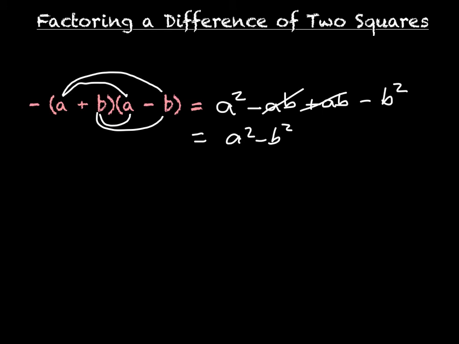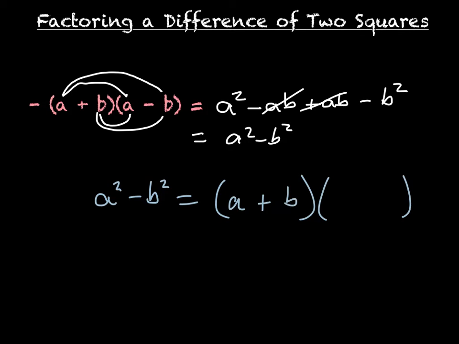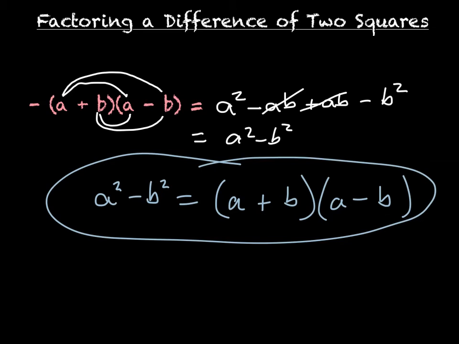So that means if I were to try to factor out a difference of two squares, such as a squared minus b squared, then I would just have two factors, and I would have a plus my second factor and a minus my second factor b. So that is how you would factor out a difference of two squares.